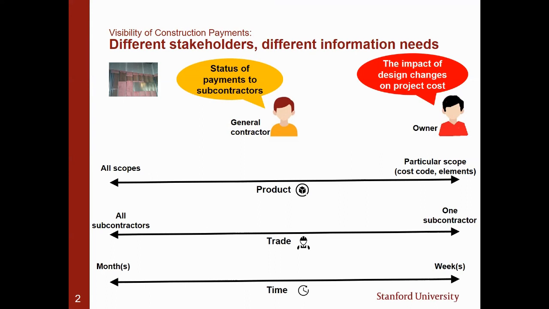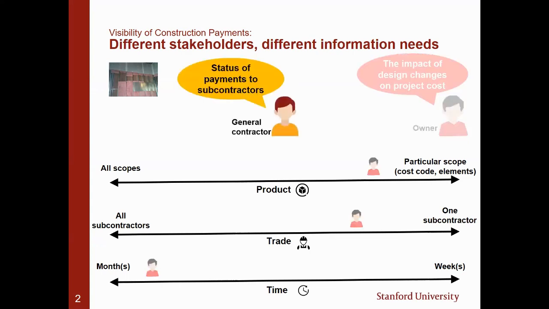So you would need to look at a particular scope of work, concrete columns. You would need to look at maybe two subcontractors that are working on a column, so you fall on the right side of this spectrum. And you don't really care that much about the time. You need to know all the work that went into this particular work, so you fall on the left side. If you're the GC, on the other hand, you're looking at monthly payments to subs. So you're looking at all scopes of work, all subcontractors, and 4 weeks.